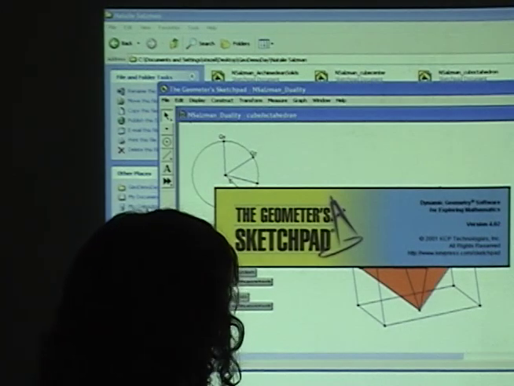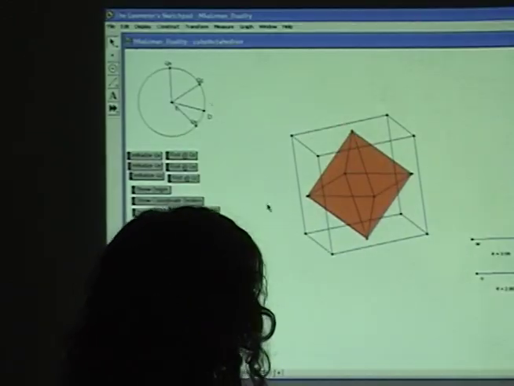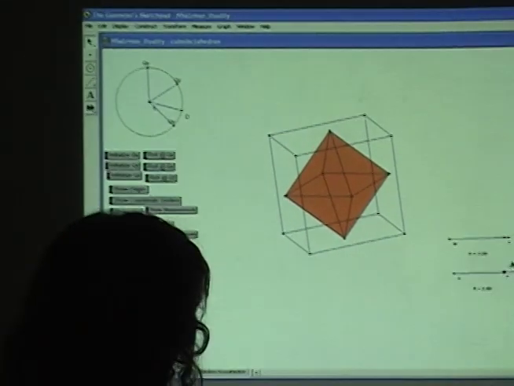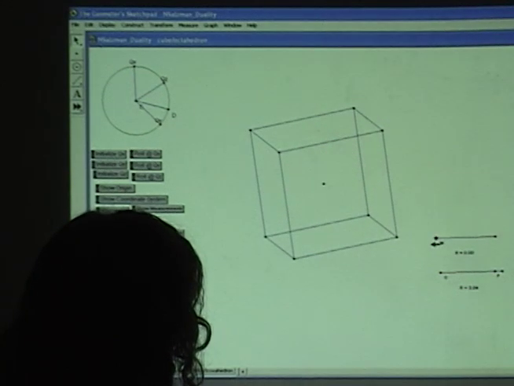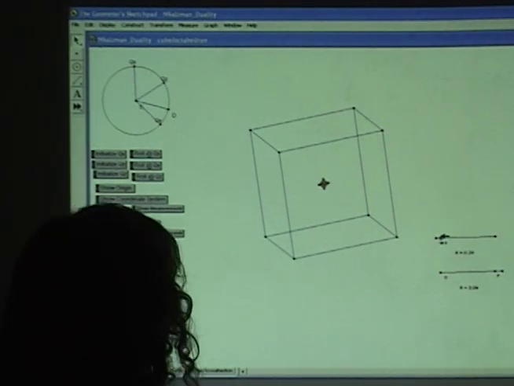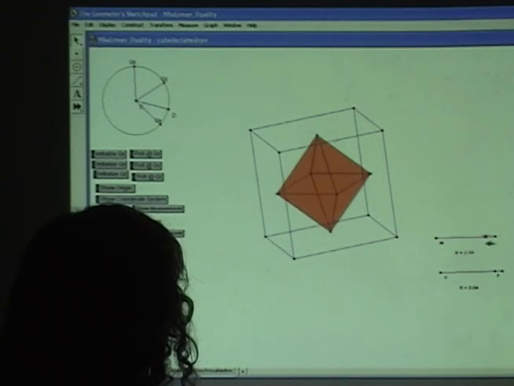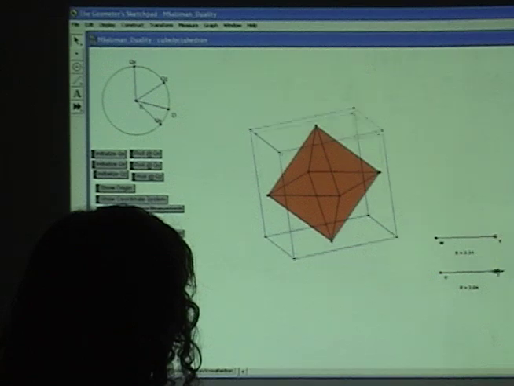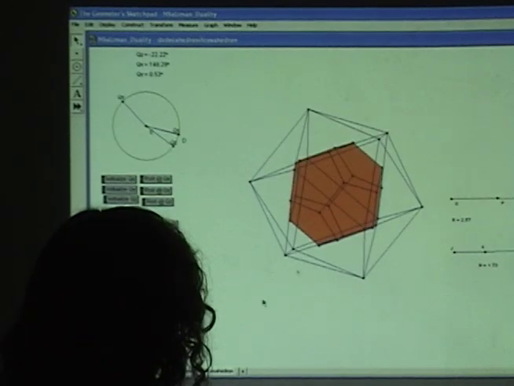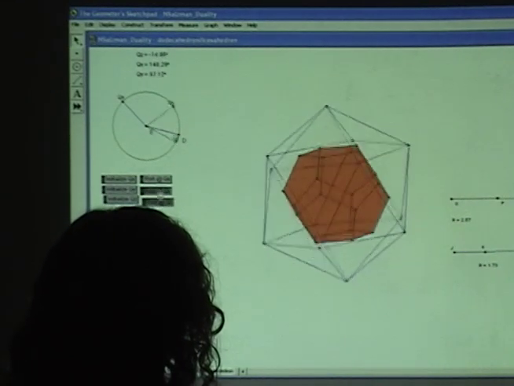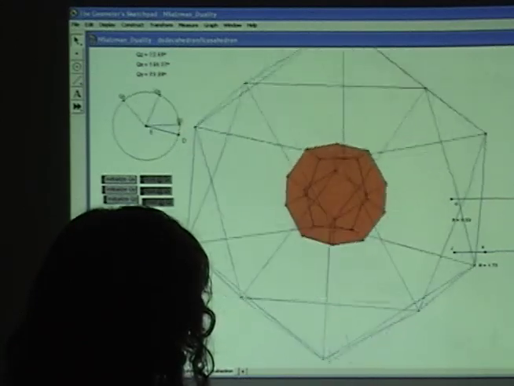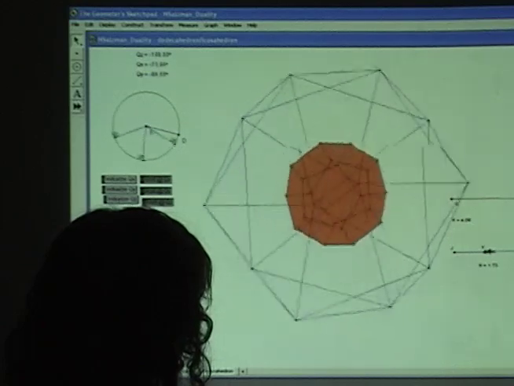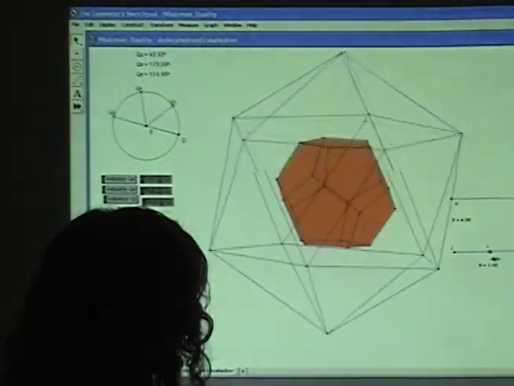Okay, after I built all the platonic solids, I also played around with duality. So at first I built a cube, and then inside the cube I also did the octahedron. And so you can see how to do that. I also did the dodecahedron and icosahedron. So I first built the icosahedron and then the dodecahedron.